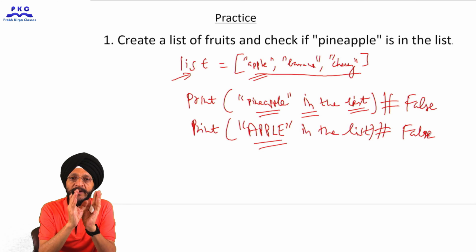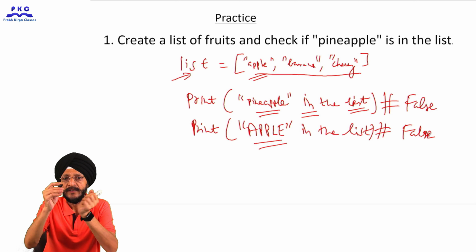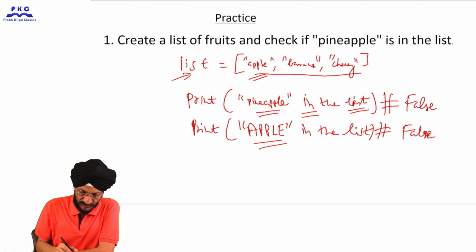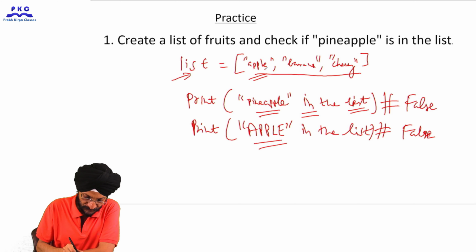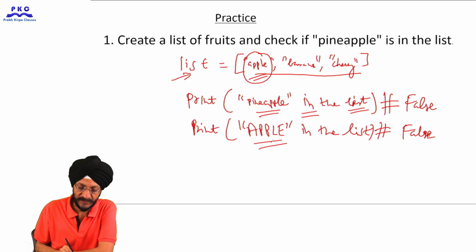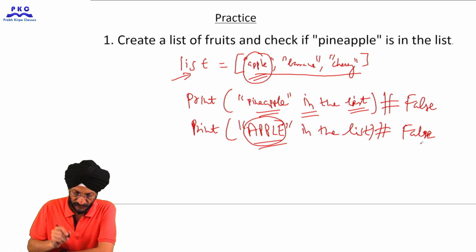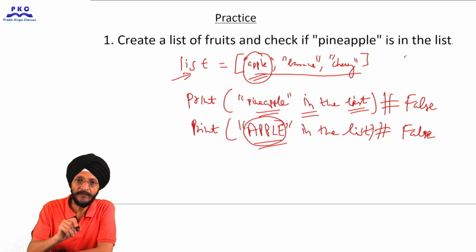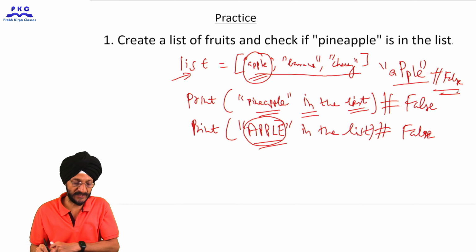Python differentiates between the same character written in uppercase and lowercase. Here, the information given in the list is in lowercase. Apple is written in lowercase. Here, the apple is written in uppercase. So the output will be false. Even if any word in between is in uppercase, the output will be false because Python is case sensitive.